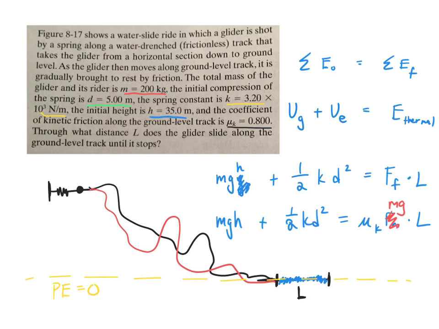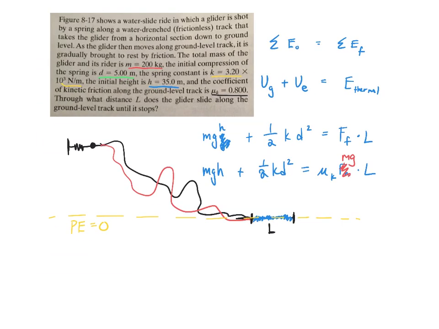So let's take a look at this and just get a generic solution for it. All right, so it's going to be, again, (mgh + 1/2 kd²) / (μmg). That's what our length L would be in this problem.